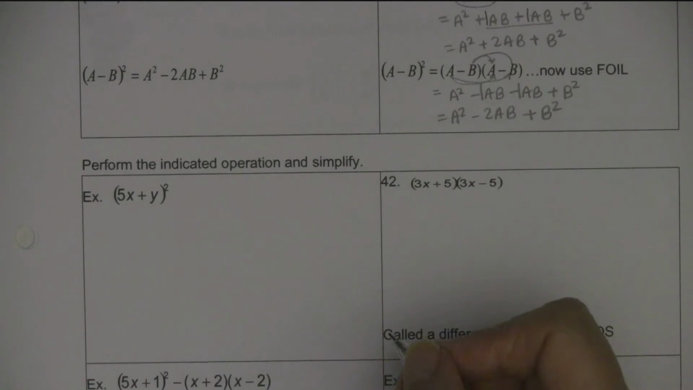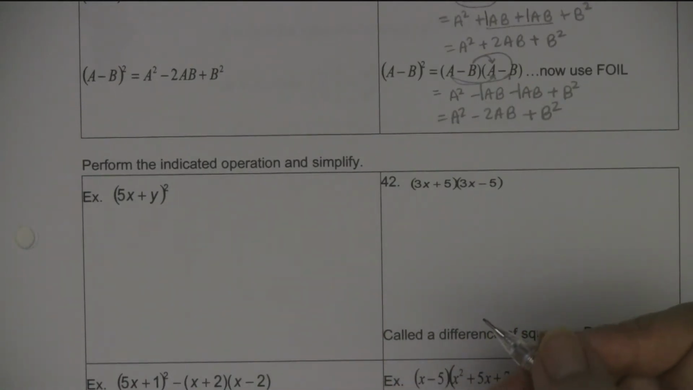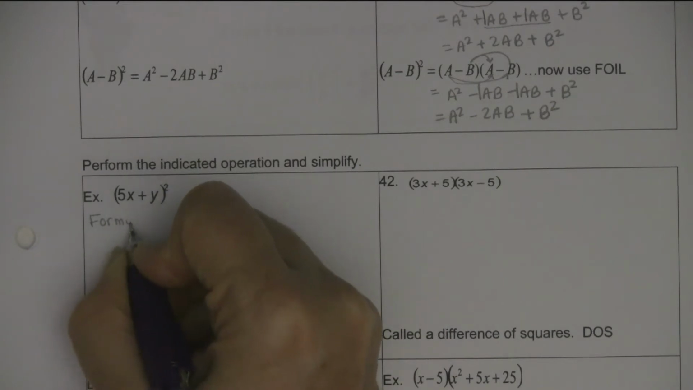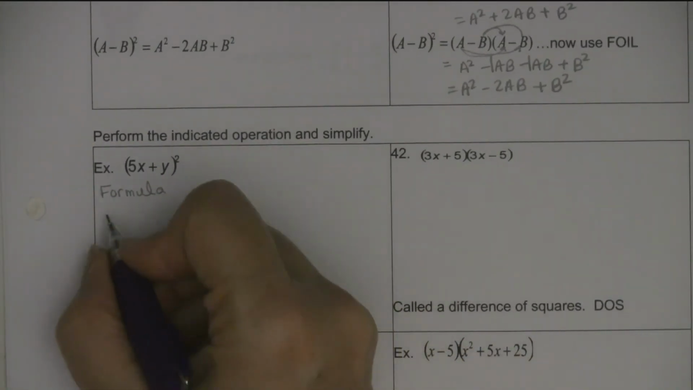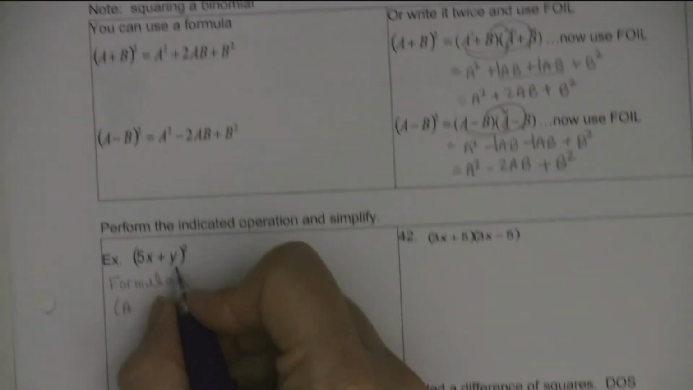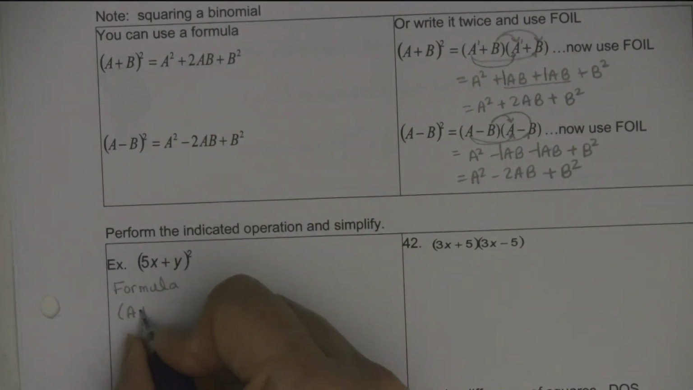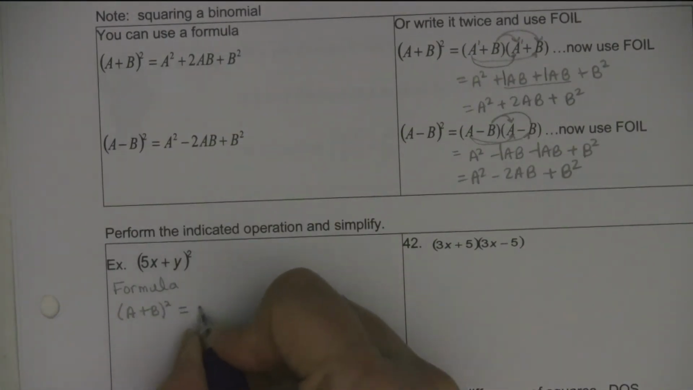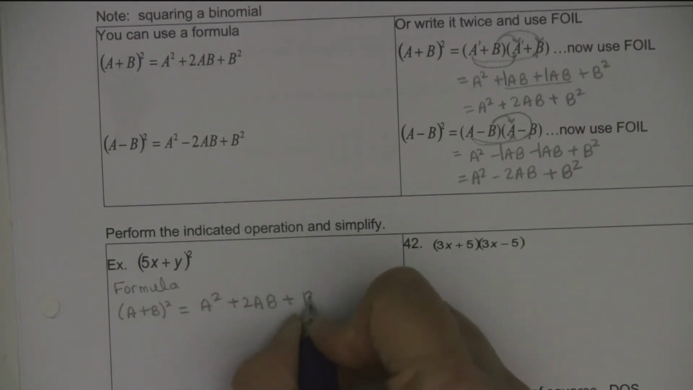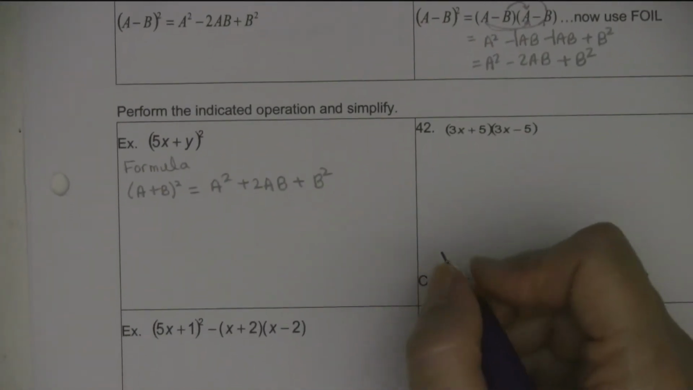Okay, so I can't help but, so here's this problem here, 5x plus y, quantity squared. And so I can't help but do it two ways. So if you did the formula, so by the formula method, how you do it with the formula is that you write out the formula. This is plus, so I want to use this formula. So you have this formula memorized. So if you're already like, I don't memorize things, well, okay, then the formula might not be for you.